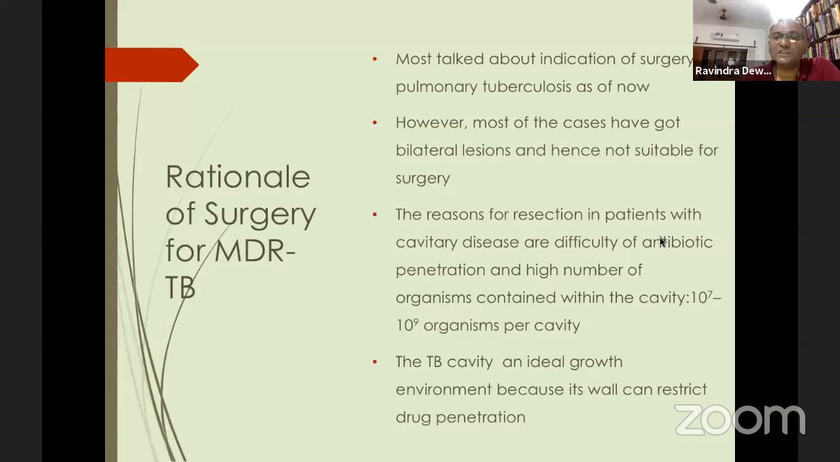An important point to see here is that the patient must still be sputum positive. Many people feel that for MDR-TB, let the drugs be given and the patient should become sputum negative before being taken for surgery. This is not true. We have to sometimes take up the patient for surgery even when they continue to be sputum positive. In fact, the indication is that because of the cavity, the patient is not becoming sputum negative. So we have to add surgery.